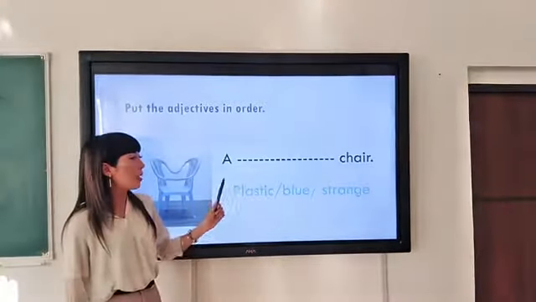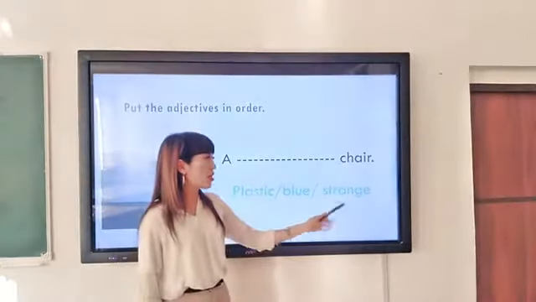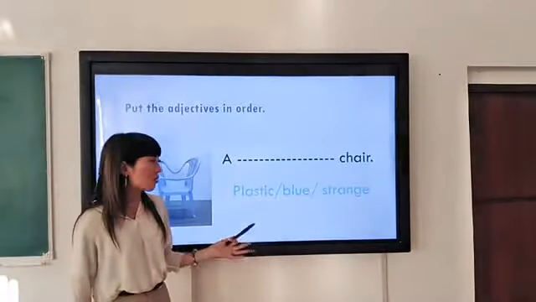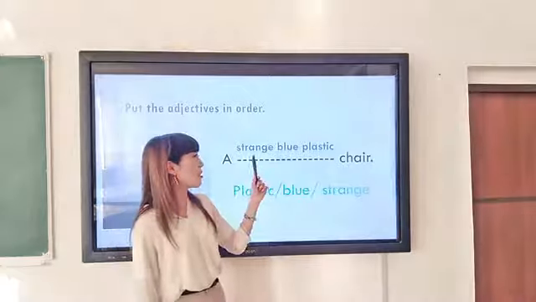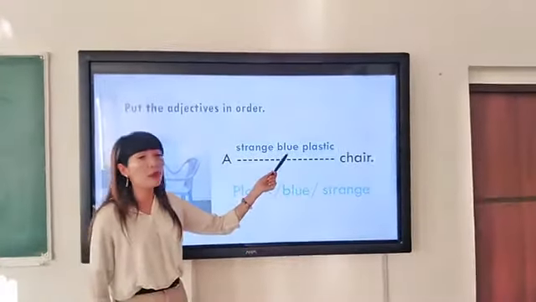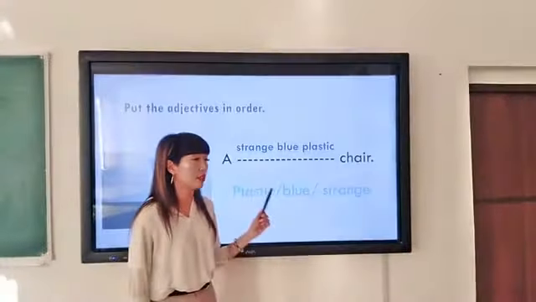Okay. Plastic, blue, strange, chair. What do you think? Which comes first? Okay, yes, strange, blue, plastic. Why strange? It's your own opinion also. Blue is color and plastic is material.